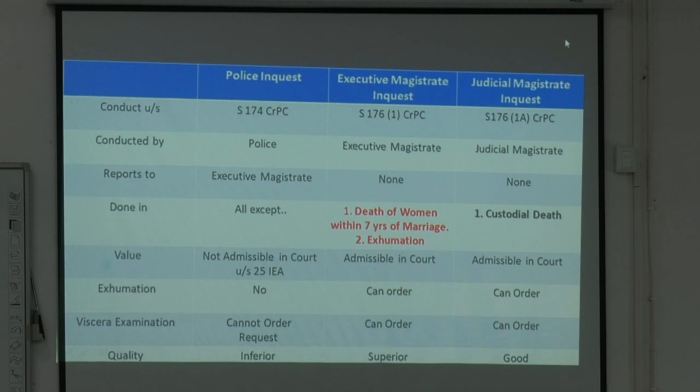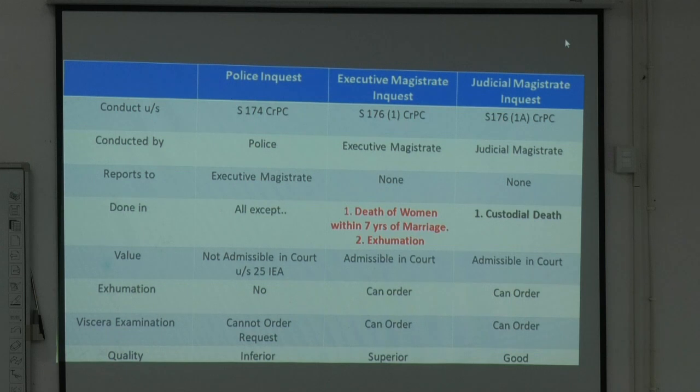Additionally, the value is not admissible in court. What is exhumation? Any understanding of exhumation? Exactly. When a buried body is dug out for a post-mortem examination, that is called exhumation. Do you think police have the power to do that? No, police don't have the power to do that. For that, we need some higher entity.